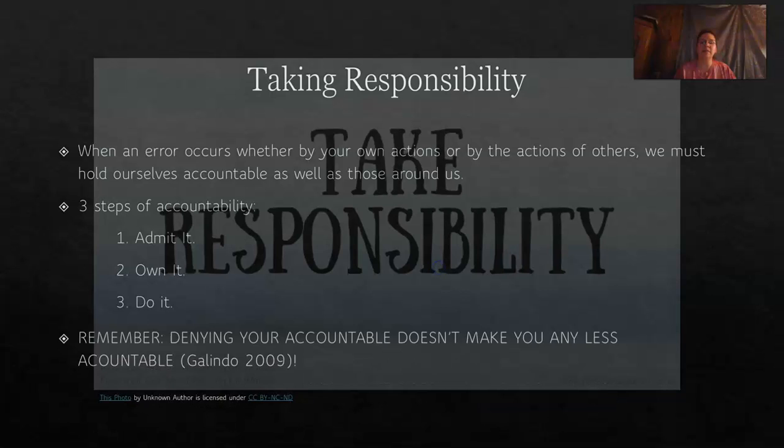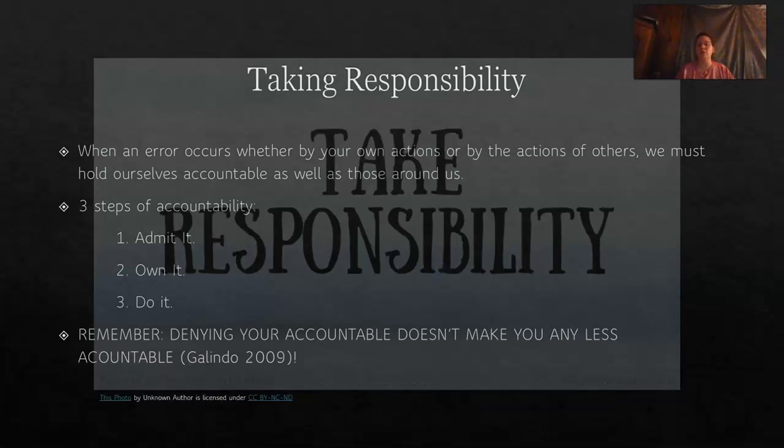One of the 3 steps of accountability is admit it. Admit you made the mistake. 2, own it. Own up to that mistake. Admit to yourself, and then admit to your superiors that you have made the mistake and take the appropriate steps to correct that mistake. Remember, denying your accountability does not make you any less accountable. You are responsible for your own actions.